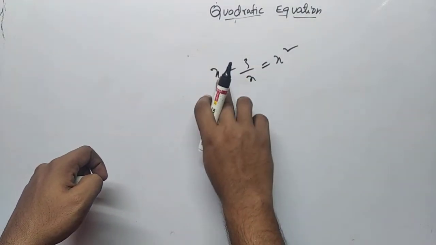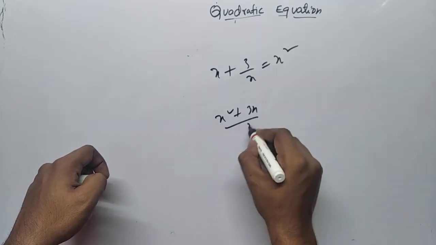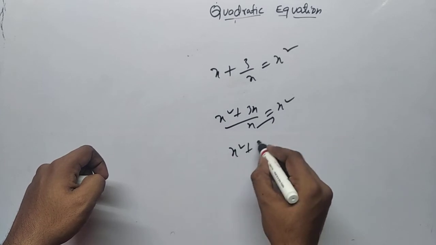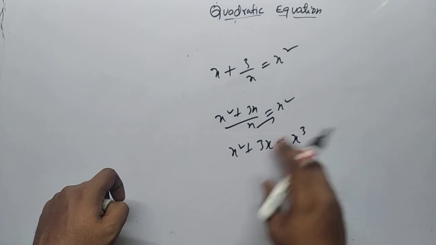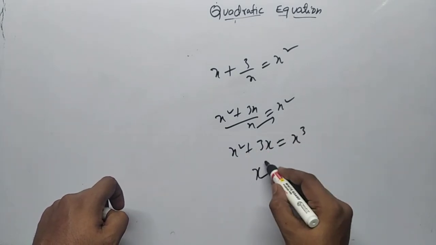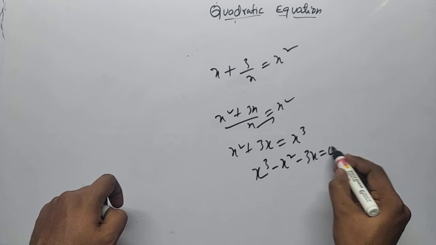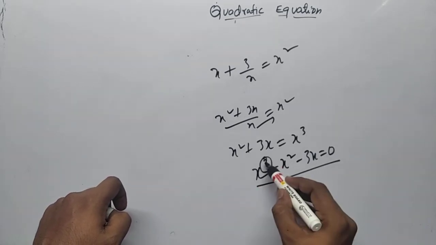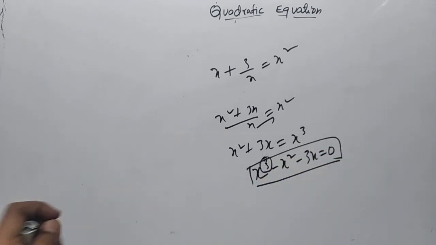So if you multiply and divide with x, we'll get (x square plus 3x)/x is equal to x square. If you cross multiply, you'll get x square plus 3x is equal to x cube. If you take all the terms to one side, we'll get x cube minus x square minus 3x is equal to 0. This doesn't look like a quadratic equation, it looks like a cubic. Here the degree is 3, so it is not a quadratic equation.